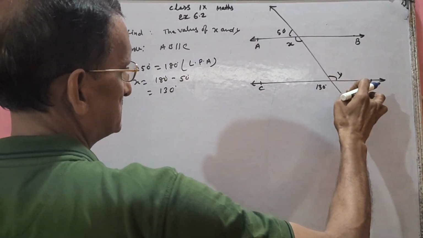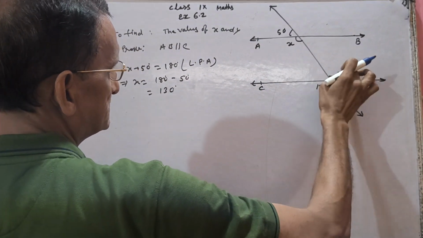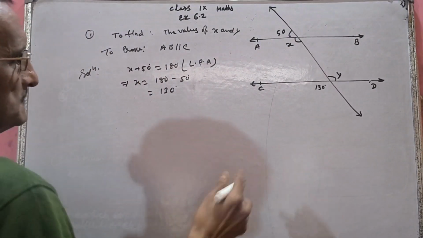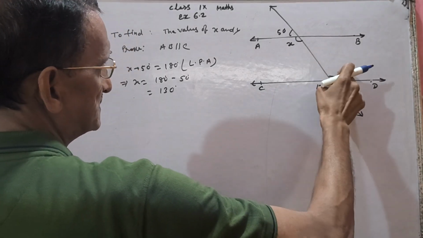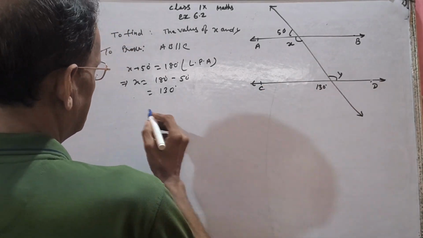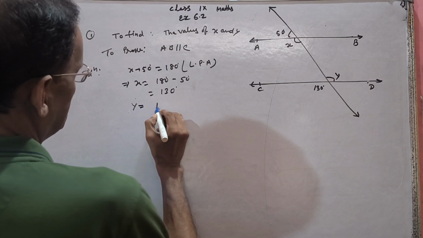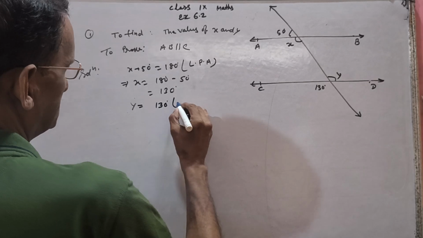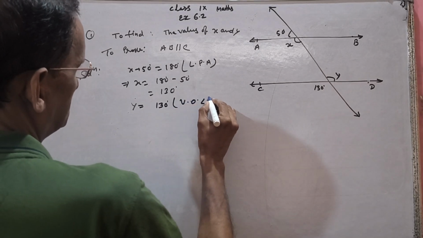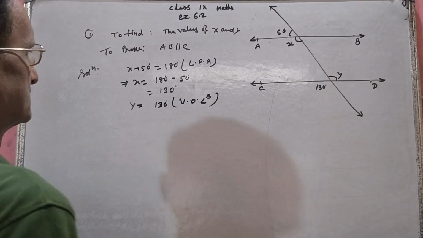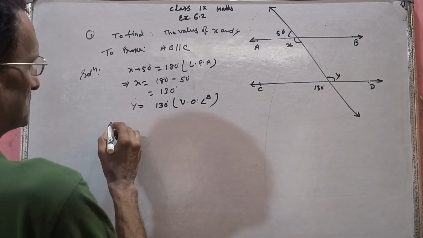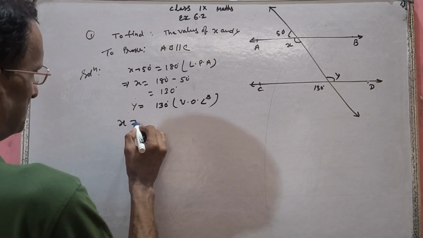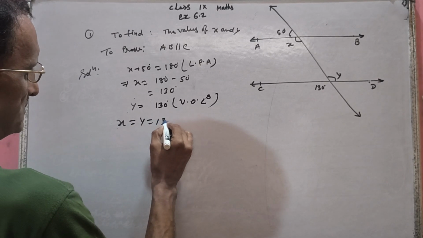Again, when two lines intersect each other, these are called vertically opposite angles, and we have done the theorem in 6.1. When two lines intersect each other, then vertically opposite angles are equal. So what will you write? Y equal to 130 degree. You must give the reason, since they are vertically opposite angles. So what have you got? X equal to 130, Y equal to 130. Therefore, X equal to Y equal to 130 degree.